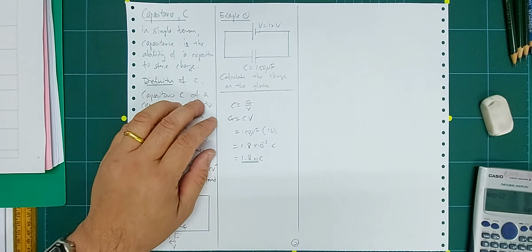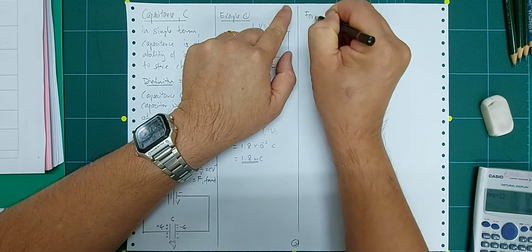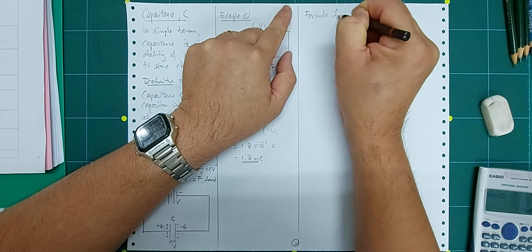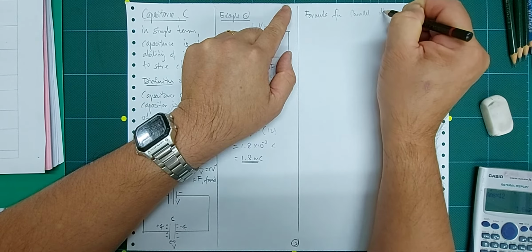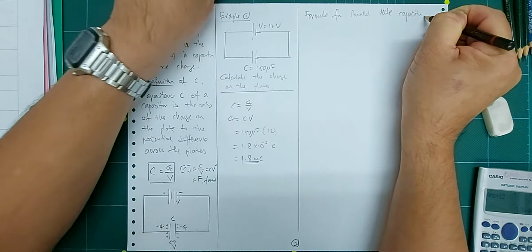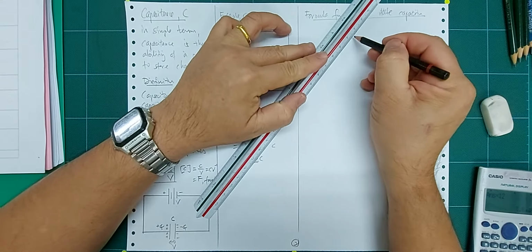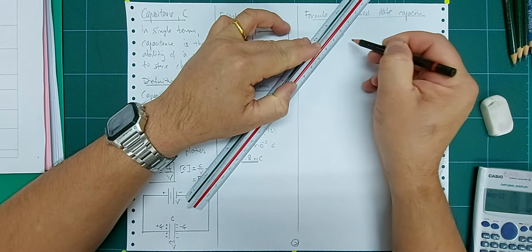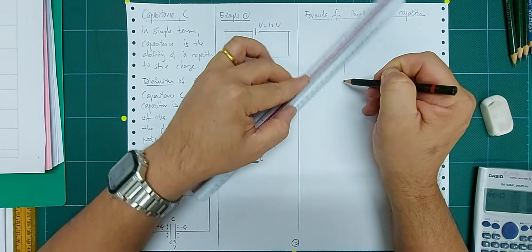The capacitance value. Okay, so now we come to the formula for the parallel plate capacitor. Okay, parallel plate capacitor. So first we redraw the same thing again, like what we did just now. This is our parallel plate capacitor.